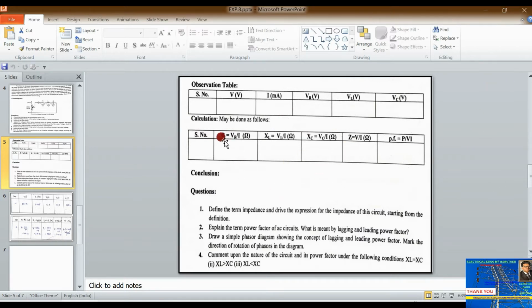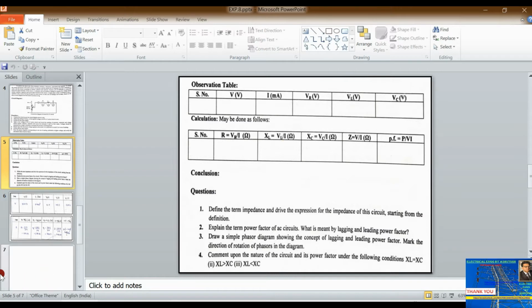So here you have to calculate. If you come to the lab, you will have to perform this experiment likewise. So you will have to calculate R, XL, VL upon I, XC, VC upon I, then Z, and then power factor. Okay, so this is the observation table. By calculation you can calculate all these values.